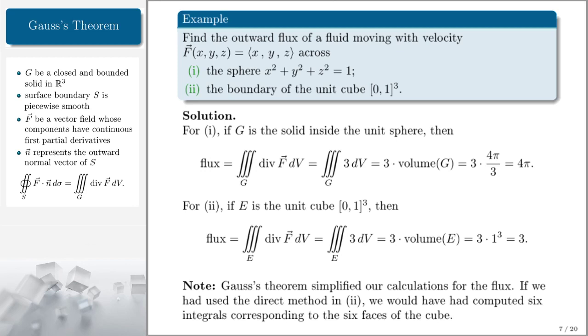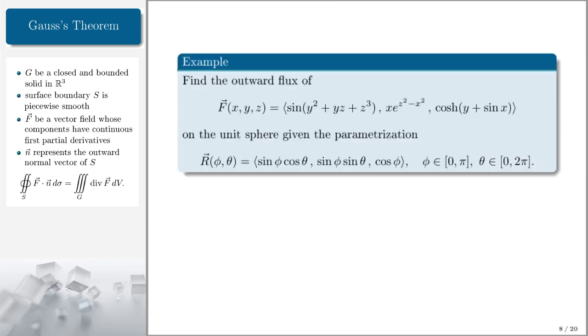So it really proves that there is no such thing as the best technique. It's a case-to-case basis. Sometimes the definition is easier, and sometimes Gauss's theorem will be easier. But true enough, Gauss's theorem shines, especially when the divergence of F becomes simple. A prime example is our first example, where we wish to find the outward flux of the vector field F given as follows on the unit sphere.